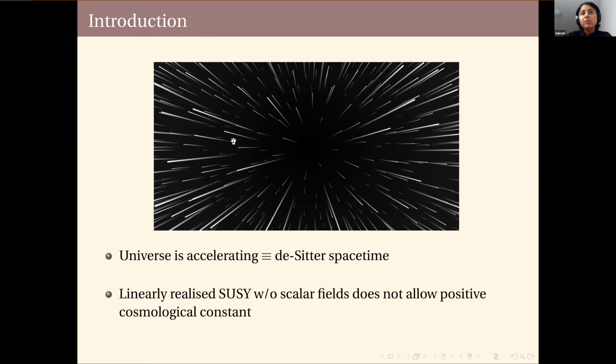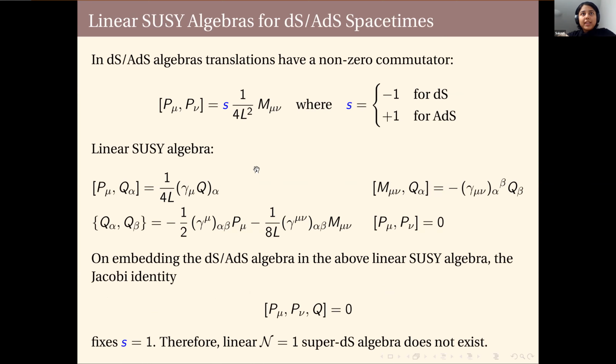Now, until a few years ago, if we were to consider a simple supergravity model for N equal to 1, it was possible to construct supergravity models for a Minkowski background or anti-de Sitter background, but not for a de Sitter background. So it was a problem. Let me show a little more explicitly what the problem was.